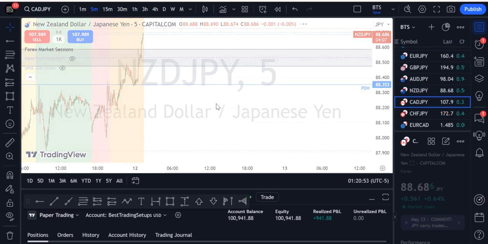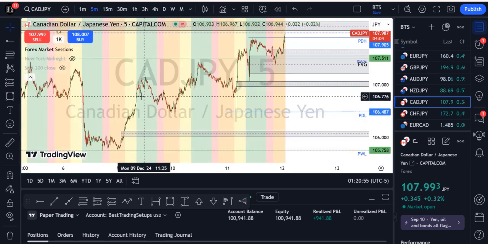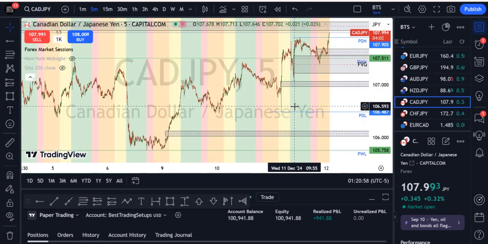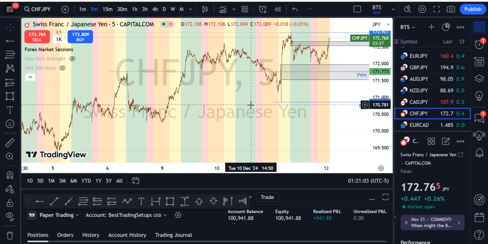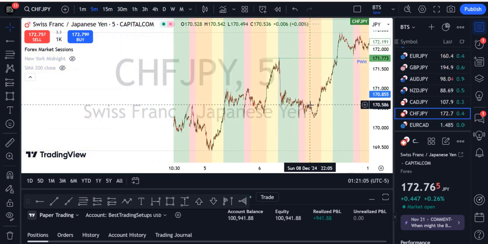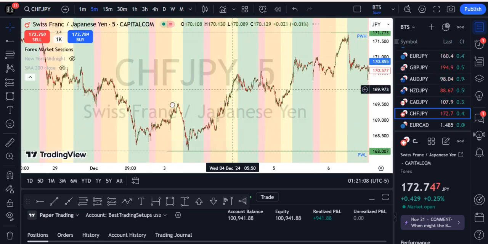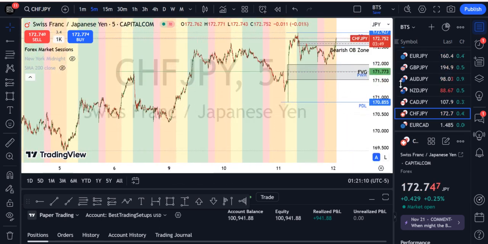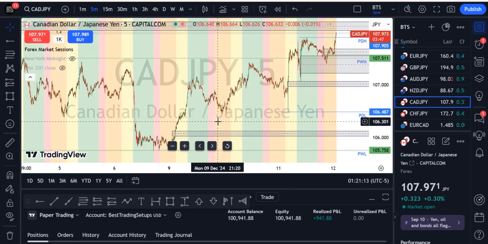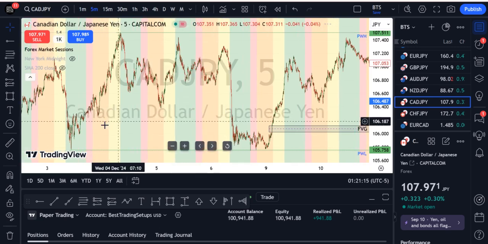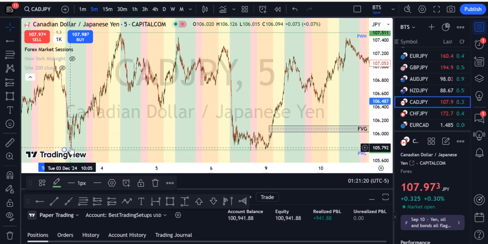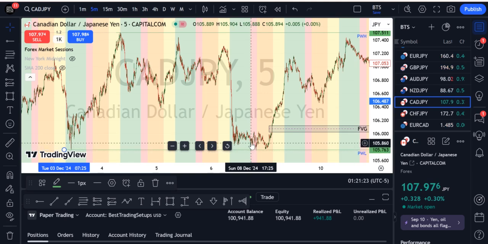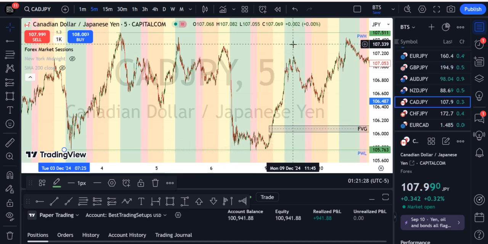So I think also we can go to this CHF JPY. Okay, I think it's CAD JPY. Yeah, it's CAD JPY. You can see previous week's low. This week, Monday, as markets open, we traded into the low, then we've traded away.